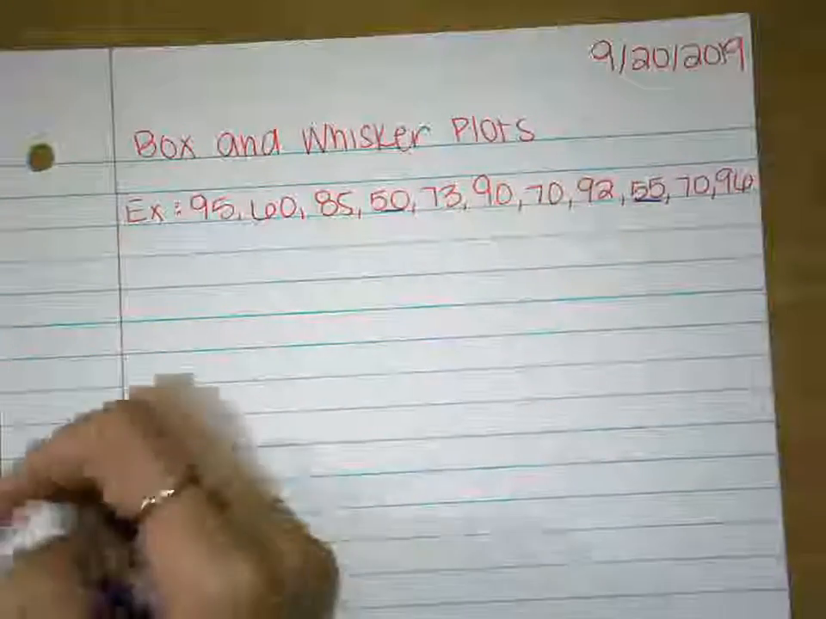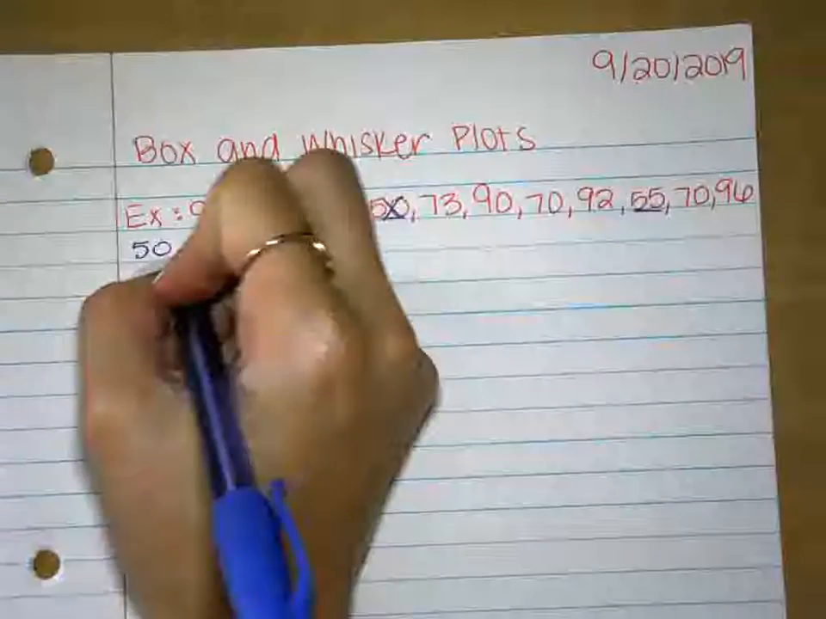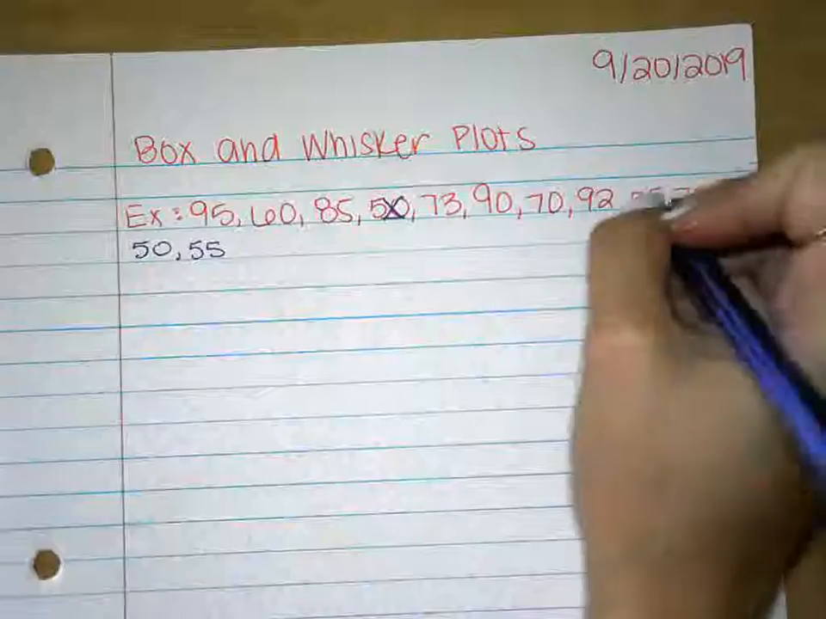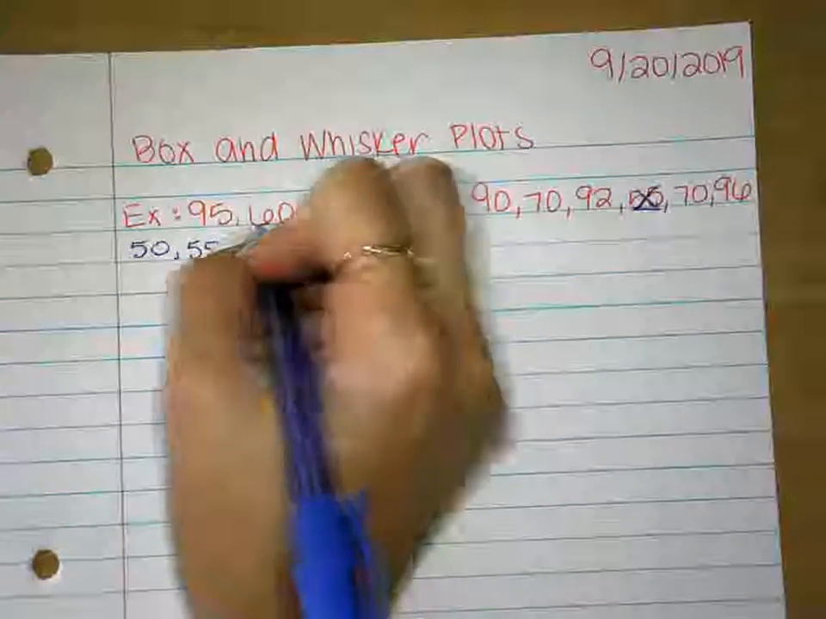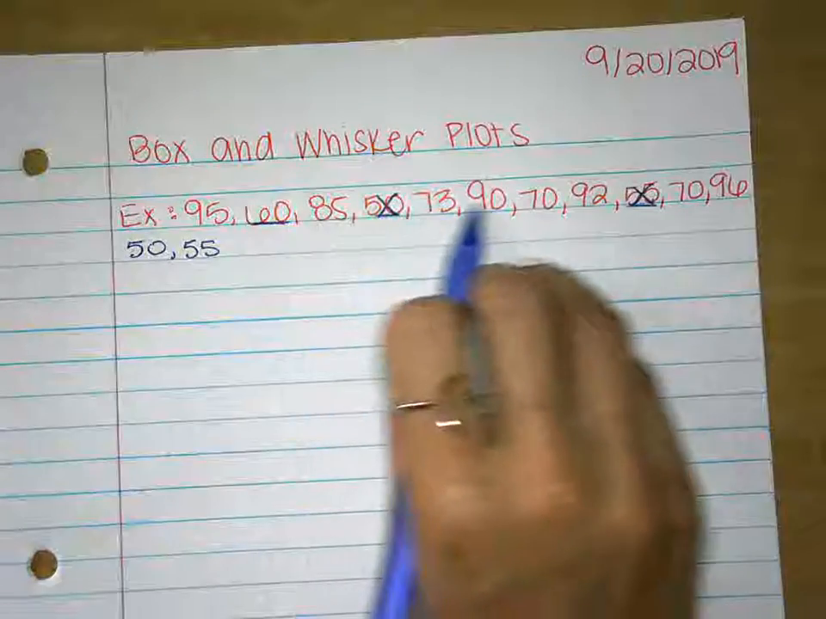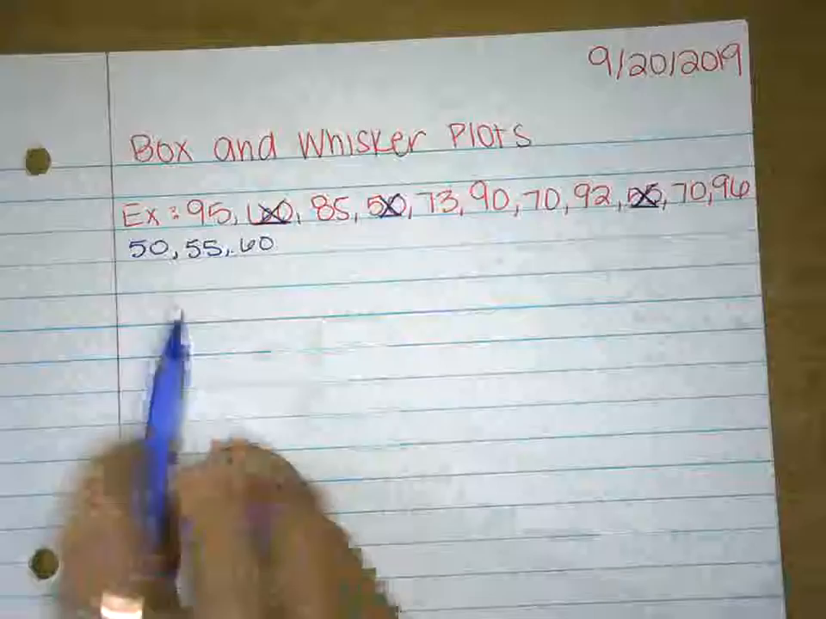Oh, there's a 55, so I'm going to write 50, and I'm going to cross it off. I'm going to write comma 55, cross it off. Then I'm going to find numbers in my 60s. There's a 60, and that's it. So I'm going to put comma 60.